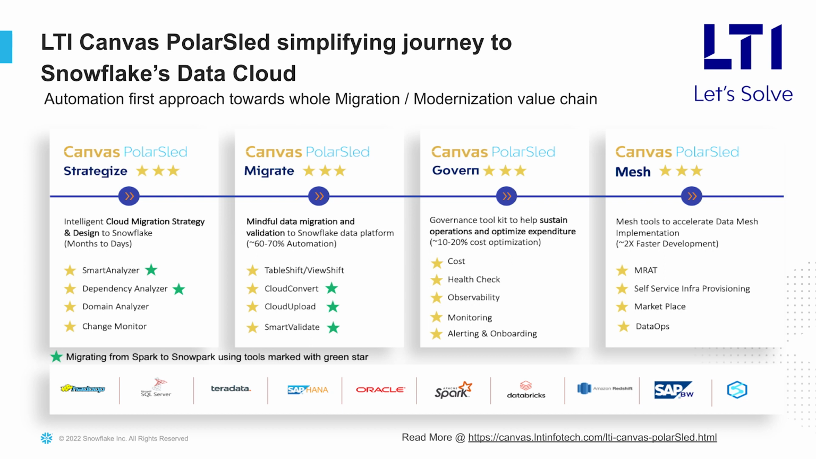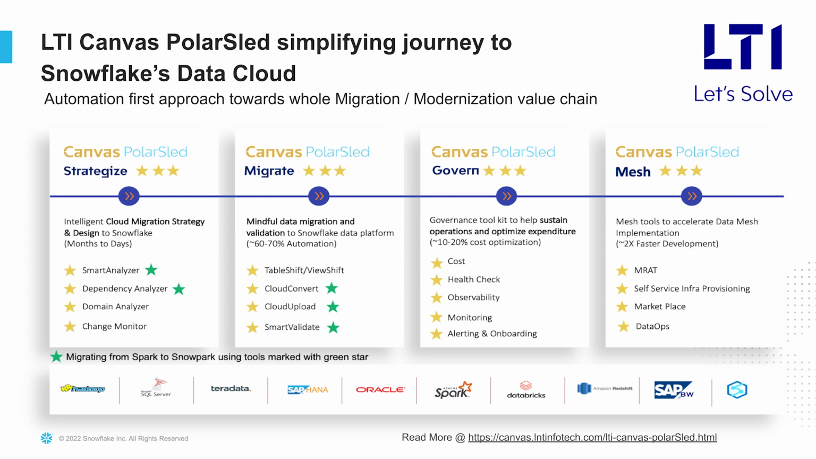So let's go to strategize. The first part of strategize is the pre-planning activity of any migration. So we have to understand the current system, how complex is it, or are there any challenges in migrating? Are there any challenges with respect to automation of migrating to Snowflake? So all those things are handled in strategize. So here we have four tools. Today we are going to see two of them, Smart Analyzer and Dependency Analyzer.